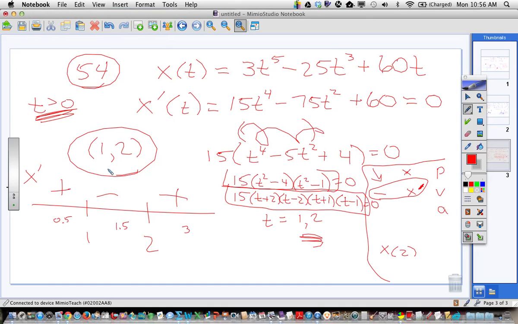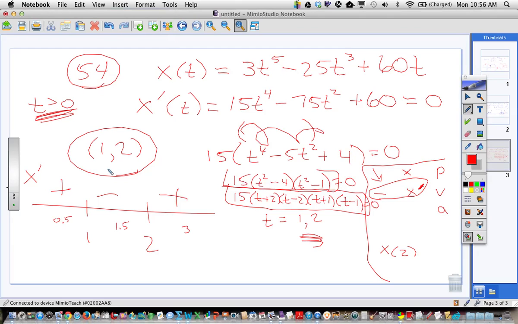So that's how you can take this concept of local max min and you can put it into a setting here of velocity and stuff. So from 1 to 2 answers the question.